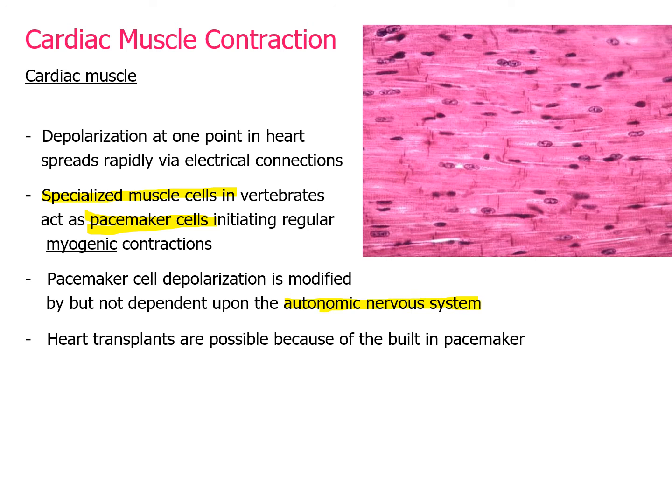The sympathetic division of the autonomic nervous system will cause an increasing rate of depolarization, therefore speeding up of pacemaker depolarization and therefore speeding up of the heart. And parasympathetic will result in a slowing down, but the fact that the heart will depolarize and beat because of the pacemaker does not need any influence by the autonomic nervous system, and that's why heart transplants are possible, because of that built-in pacemaker activity.